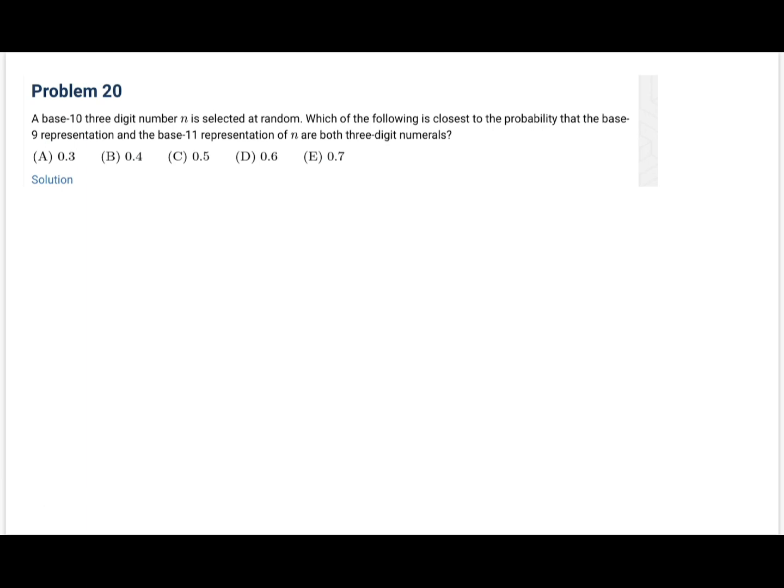Problem number 20. A base 10 three-digit number n is selected at random. Which of the following is closest to the probability that the base 9 representation and the base 11 representation of n are both three-digit numerals? Okay, so it's selected at random, so this means that this is from 100 to 999. Then which of the following is closest to the probability that the base 9 representation and the base 11 representation of n are both three-digit numerals?